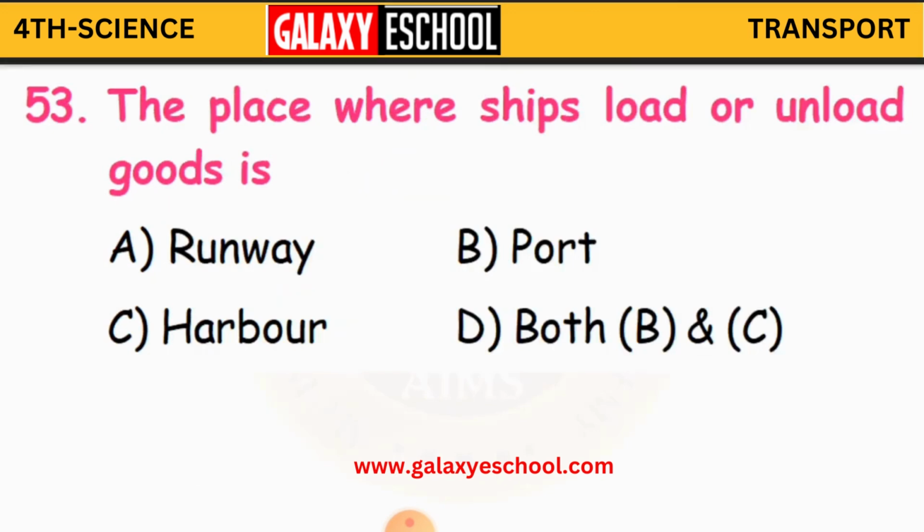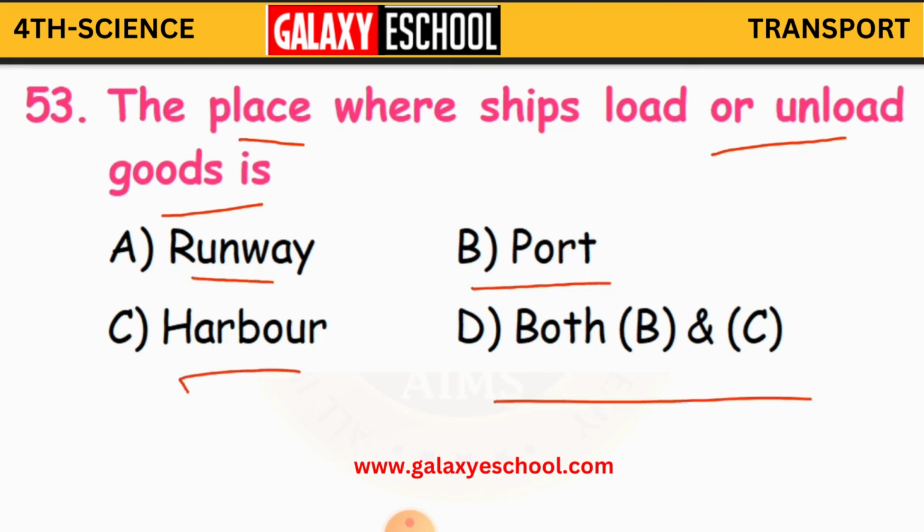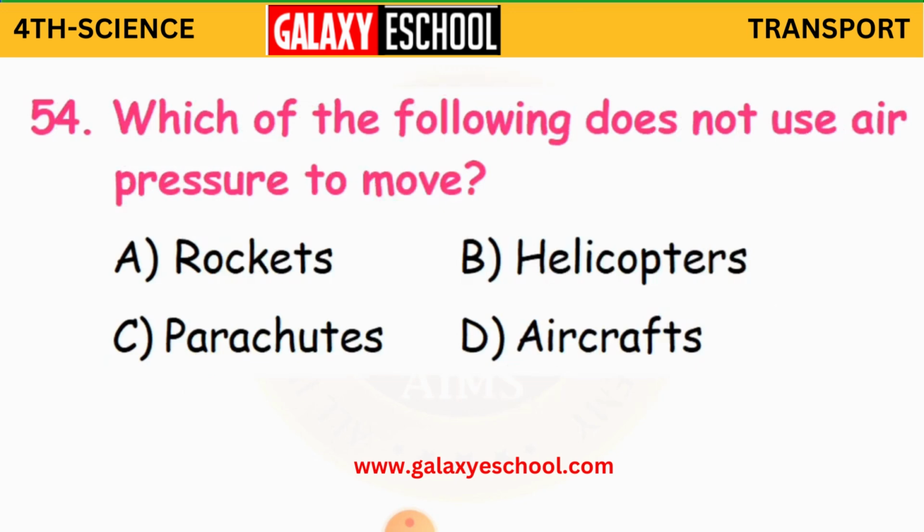The place where ships load or unload goods. The place where ships are going to load goods and get down all the goods. Loading and unloading goods is known as what? Either runway, port, harbor, or both B and C. So both B and C, port or harbor. Okay children, clear?